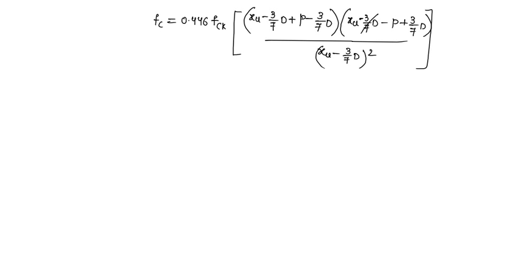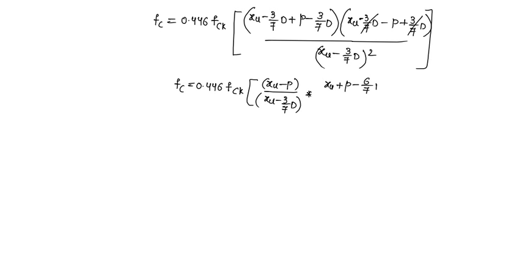Minus 3 by 7d and plus 3 by 7d gets cancelled. Then fc will be equal to 0.446 fck into xu minus p remains by xu minus 3/7 of d into the remaining value, xu plus p minus 6 by 7d by xu minus 3/7 of d.